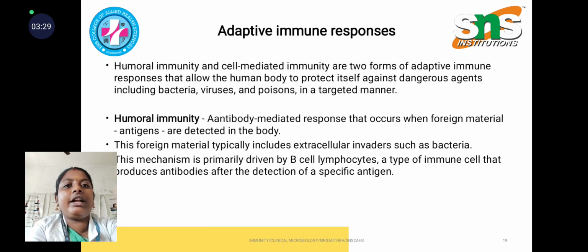Next, coming to the adaptive immune response, there are two types: humoral immunity and cell mediated immunity. Humoral immunity is the antibody mediated response that detects foreign material, or antigens, in our body. This mechanism is primarily driven by B lymphocytes, or B cells, and mainly involves the production of antibodies, as I said before, for the detection of the specific antigen.